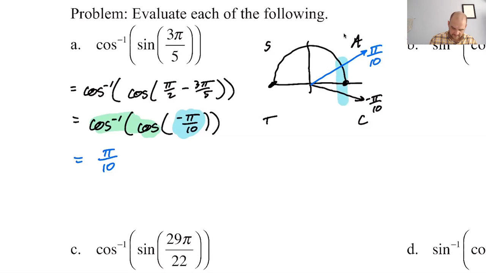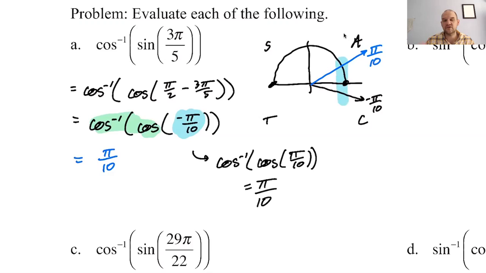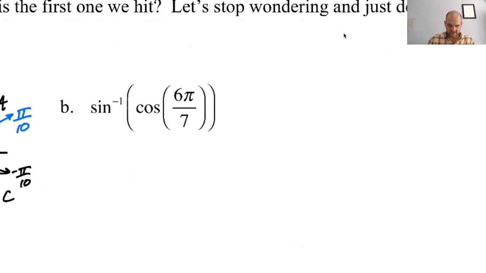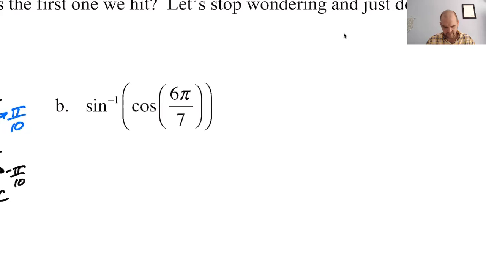Another thing you could have done, because cosine is even, you could say that the cosine of negative pi over 10 is the same as the cosine of pi over 10. And then pi over 10 is in the range of inverse cosine. So that's your answer. That's an alternative way of doing it. Let's try another one. I feel like they really just benefit from a lot of attempts basically.